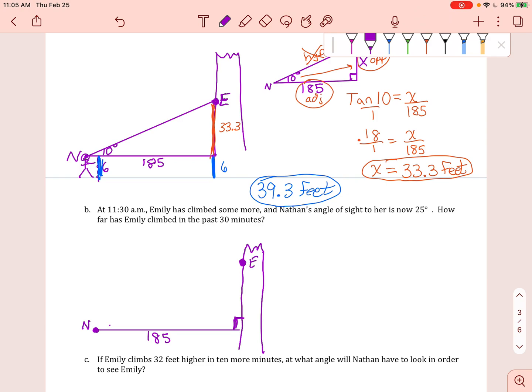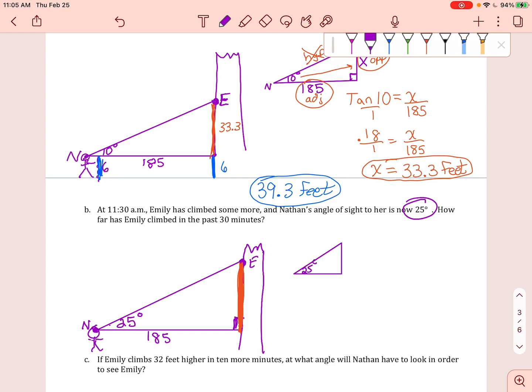So Nathan's angle of sight, he obviously now has to look up higher to see Emily. So the angle, he's looking up not just 10 degrees, now he has to look up 25 degrees to see Emily. So how far did she climb in the past 30 minutes? Okay, so let's figure this out. Well, again, we're finding how high Emily is right here. So we're setting this up the same way. I can draw my little right triangle that we're using.